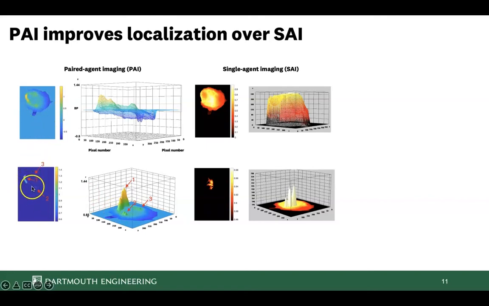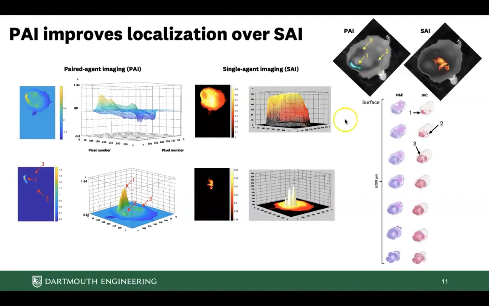Now, there's a theory that these hot spots are going to correlate to sentinel margins, so positive margins. And what we found in our tissue samples is that the paired agent imaging actually matched really closely to actual regions that had tumor in them, whereas the single agent imaging did not.